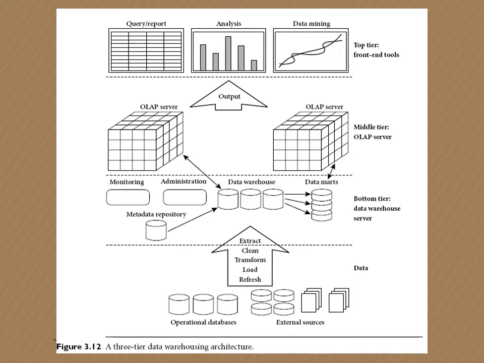Then we will have OLAP servers. These OLAP servers will help us to do the OLAP operations. We will have one or more OLAP servers in this particular layer. Then we will have the top tier. We can do data mining, or we can do analysis, or we can perform querying or reporting from this data warehouse. So this is the three-tier architecture of data warehouse. We will see each and every tier in detail in the next slides.